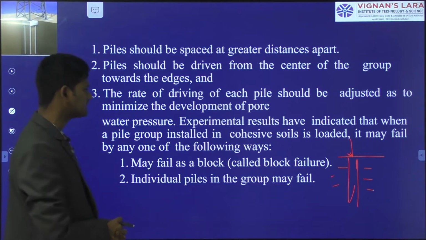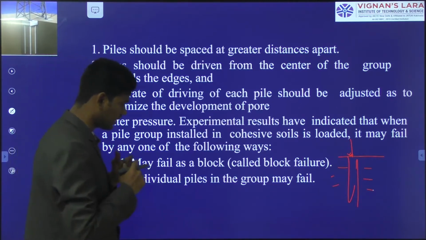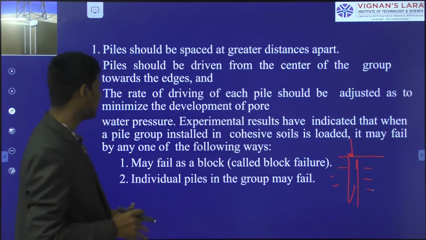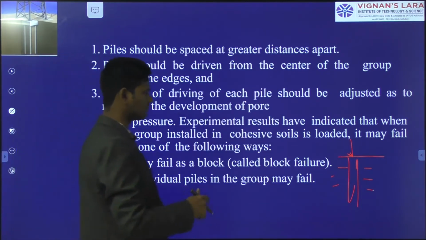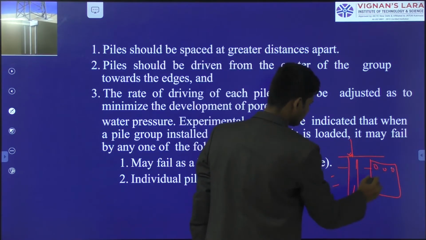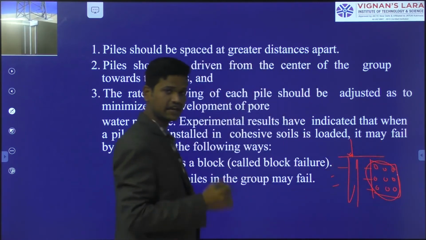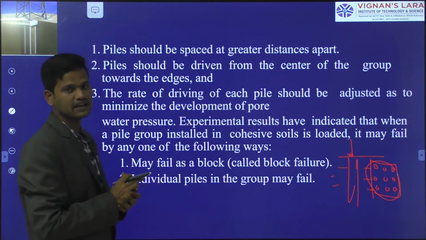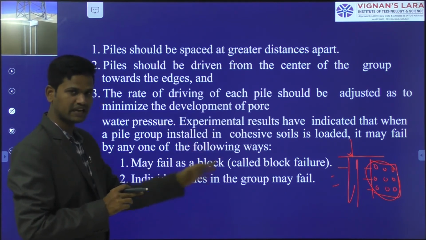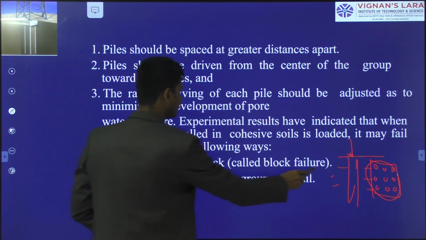Okay, the experimental results have indicated that when a pile group installed in a cohesive soil is loaded, it may fail in any one of the following ways. Suppose you are inserting a group of piles into cohesive soil by driving action, it may fail as a block, called block failure. That means while inserting the group of piles by driving into the cohesive soil, it may fail due to the application of the load as well as the soil parameters. If the piles in the group act as a block and fail, it is called block failure of the soil.